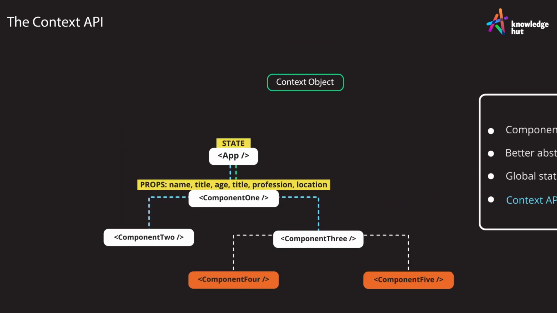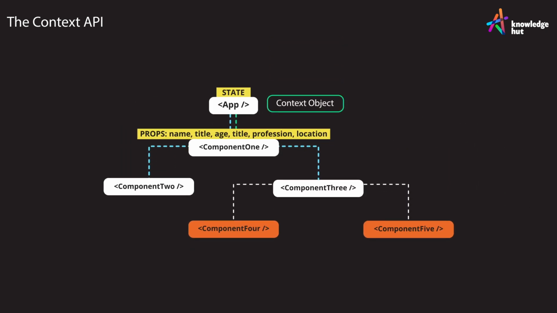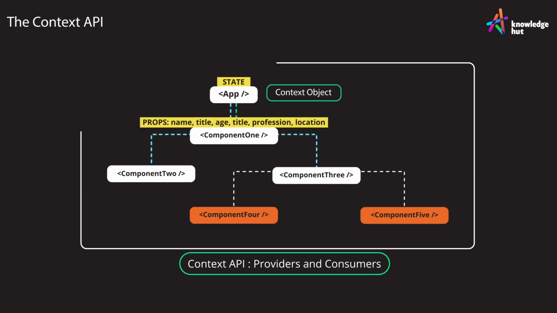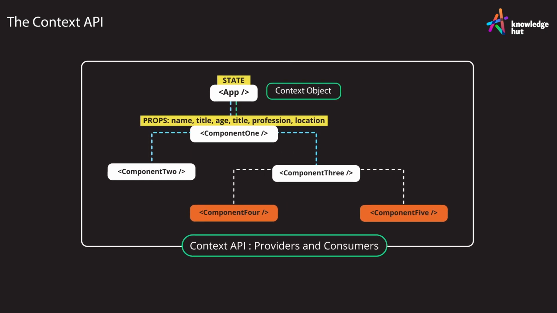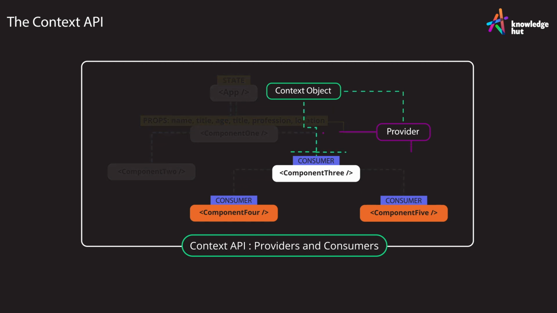We first create a context object which allows us to classify a resource and create instances of providers and consumers. Using this context object, we can create provider components that allow child components to subscribe to changes in the context. At the consumer end, we can then create consumer components that implement render props and allow the component to directly fetch and consume data from the context instead of using props.